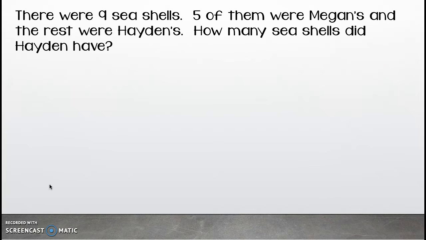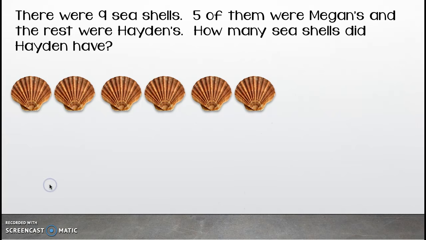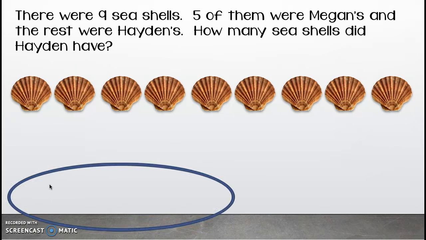So here we go. I know that when I read a math problem, I should draw what I read. So, there were 9 seashells. I'm going to go ahead and draw them. 1, 2, 3, 4, 5, 6, 7, 8, 9. 5 of them were Megan's. I'm going to go ahead and circle those 5. 1, 2, 3, 4, 5.